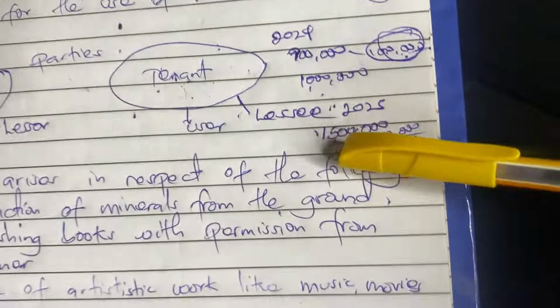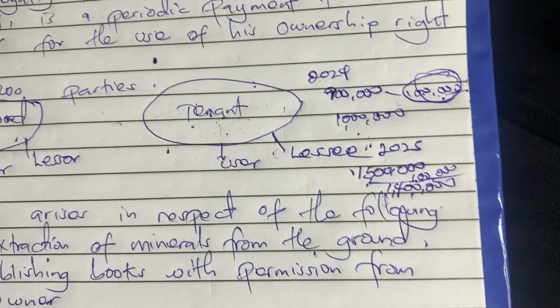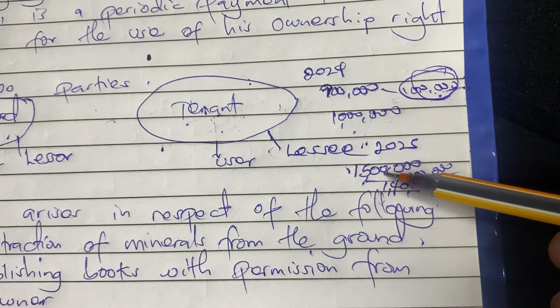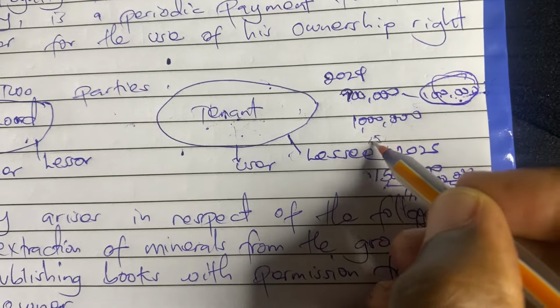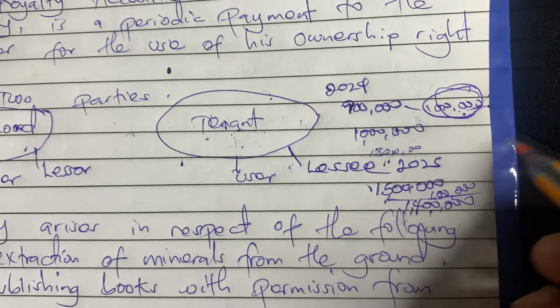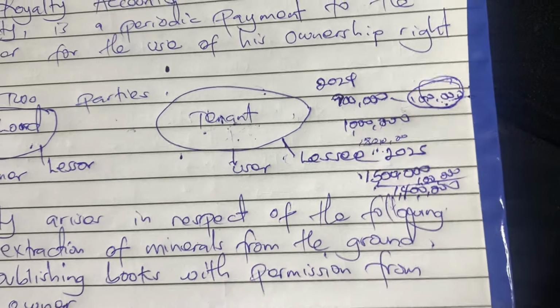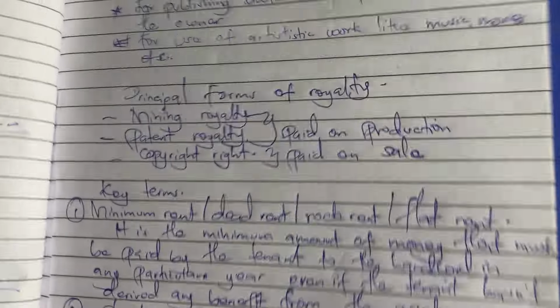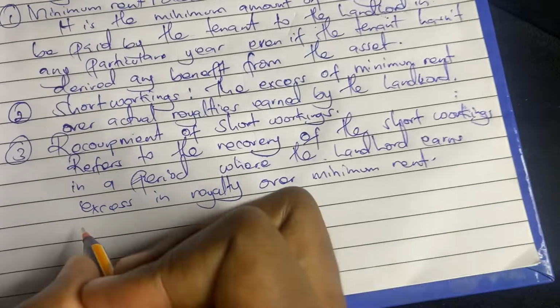This can only happen when the actual royalty is above the minimum rent. Here it was 1.5M, which is above 1M, but if it was like 800K, recovery of short workings wouldn't be possible because 800K is already below the minimum rent. So those are the key terms that we are going to be using when it comes to royalty accounts.